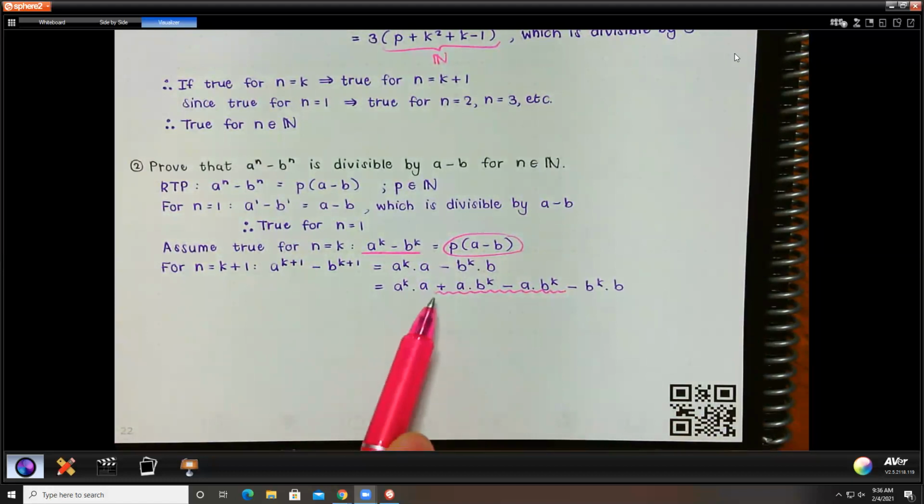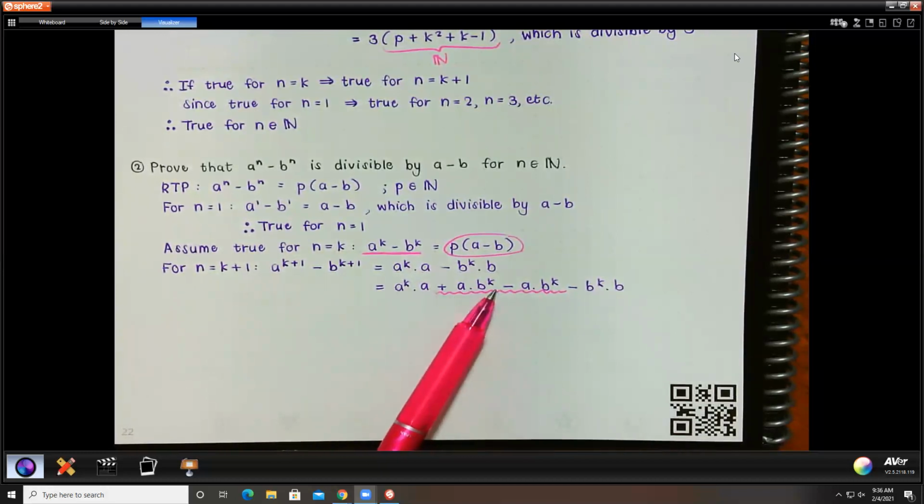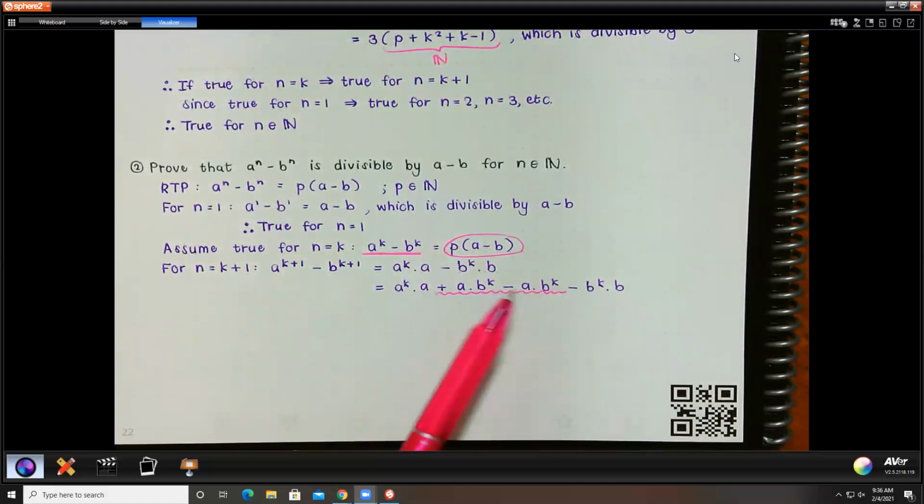Now let's see, can we group these terms together so that we can take a common factor out, which will help us? If we take out a from these two, because we do see that we have an a in both of them, we can take out a as a common factor, and then I'll be left with a to the k plus b to the k. If we take out minus b to the k here, I'm going to be left with a plus b. That doesn't help me.